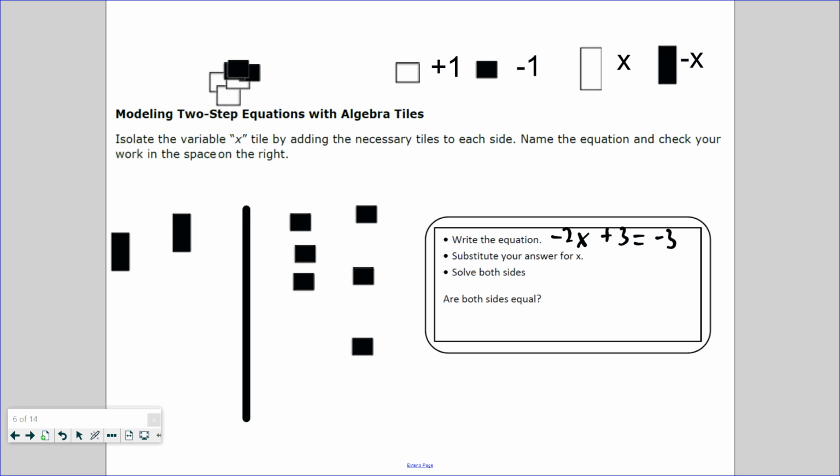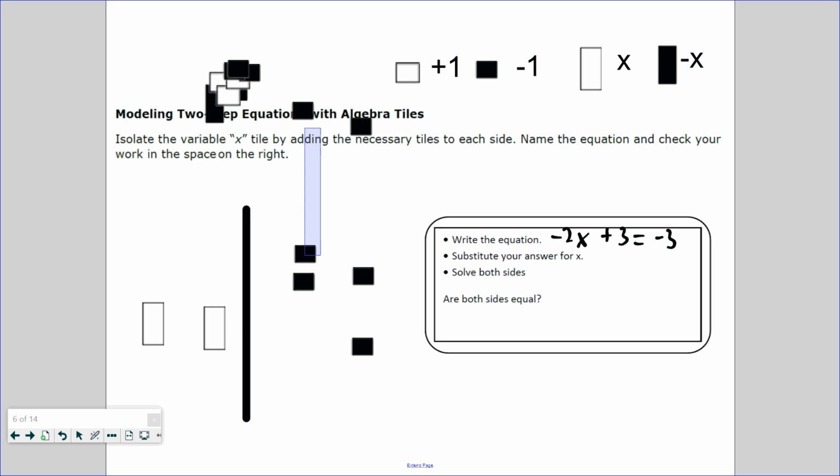Well, first of all, let's stop. Am I solving for x? I am solving for x. So how am I going to solve for x? With modeling, you turn these over. So negative 2x, if I flip it around, the opposite of negative 2x is 2x. The opposite of negative 6 is positive 6.